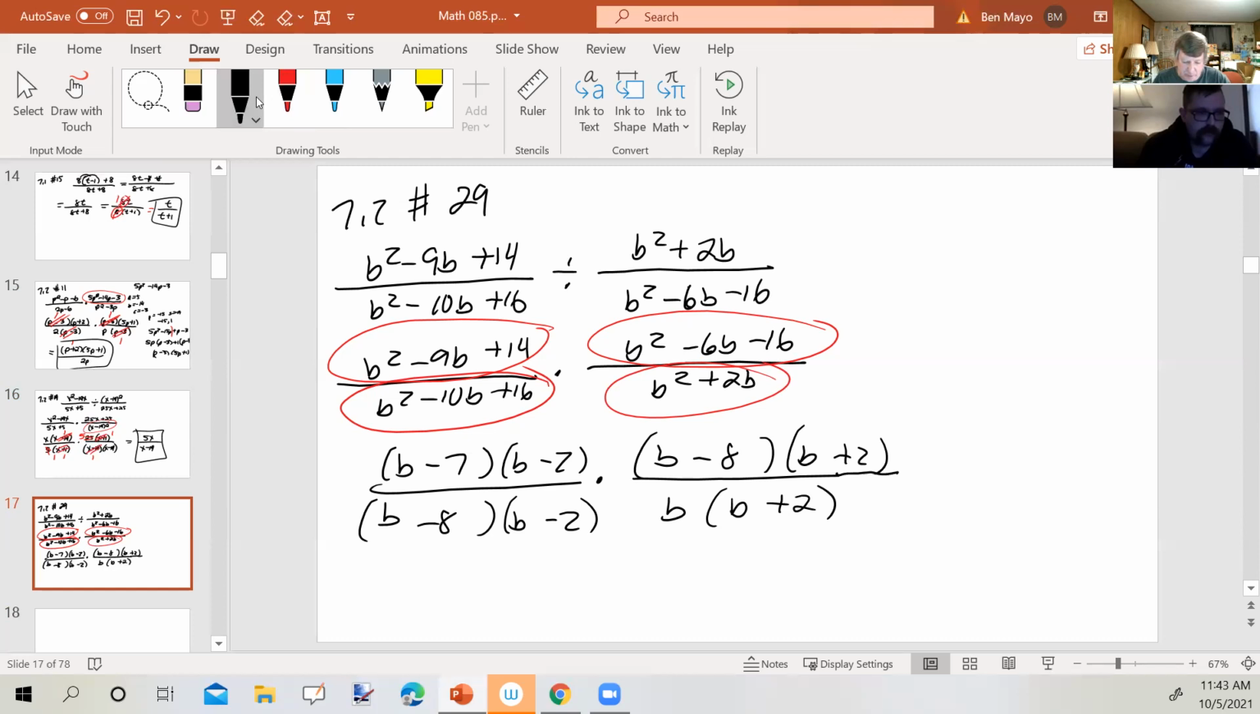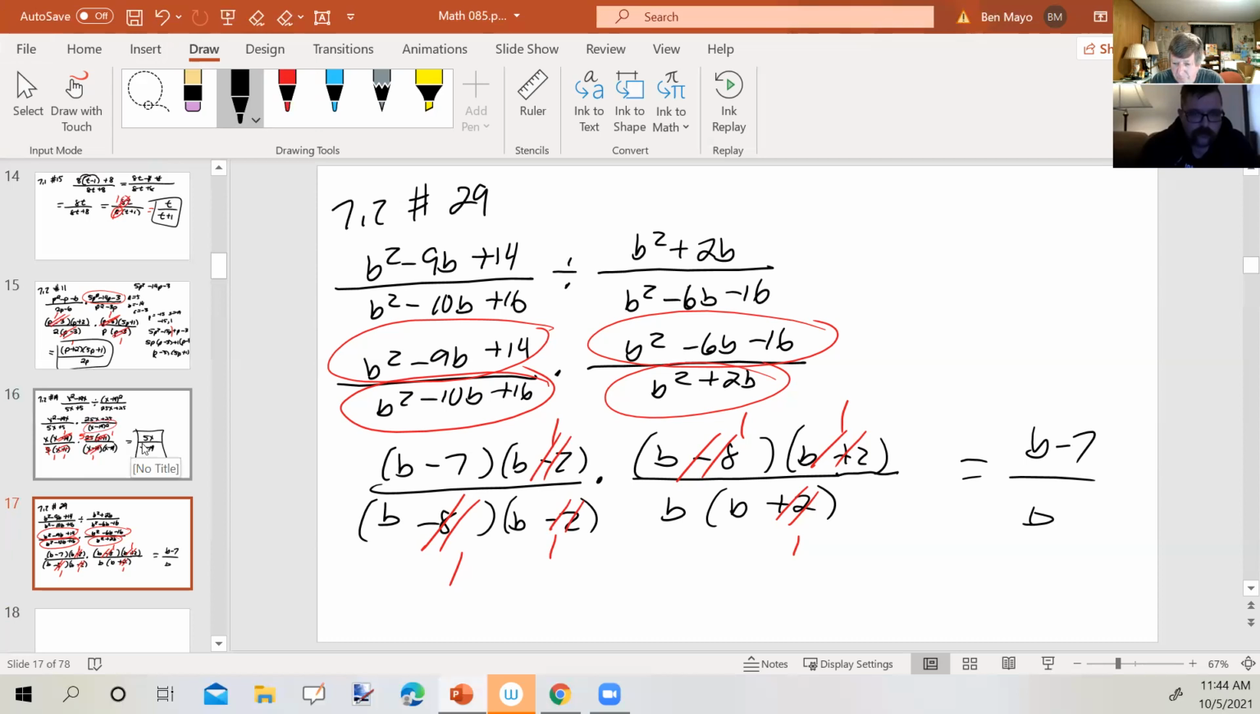So now I'm going to go back and reduce out common factors. Let's see. I can get rid of a b minus 8 on the top and the bottom, a b plus 2 on the top and the bottom, a b minus 2 on the top and the bottom, and I'm left with b minus 7 over b. And that is that one. We good to go on or still writing?